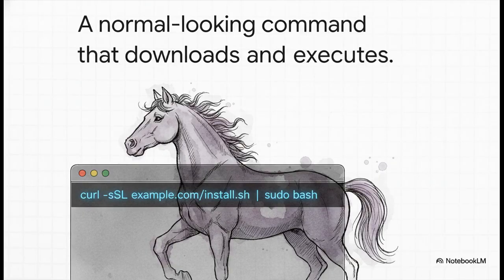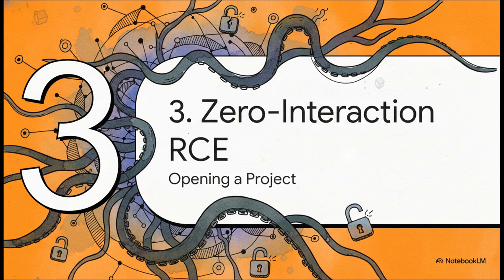Now, what's so wild here is just how innocent this command looks. It's basically telling the computer to do two things. First, use a tool called curl to download a script from a web address, and then immediately run that script. This is such a common way to install software, which is exactly why it just slides right past our natural defenses. But okay, what if the attacker doesn't even need you to run a command?